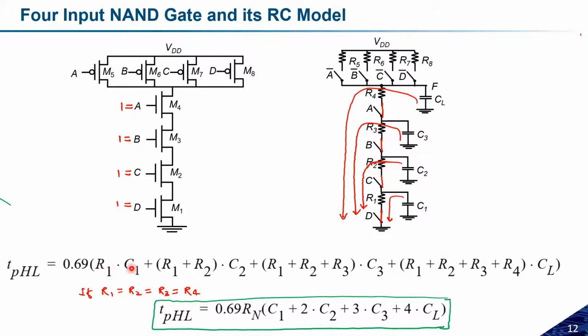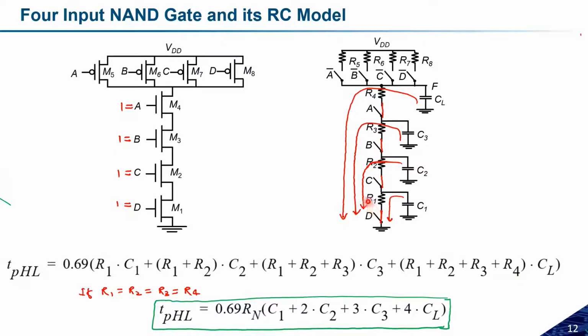Similarly, if you see R2, R2 is responsible in 2 components. Here is R2, here is R2, and here is R2. So R2 has 3 components, R1 has 4 components, R3 has 2 components, and R4 has 1 component.